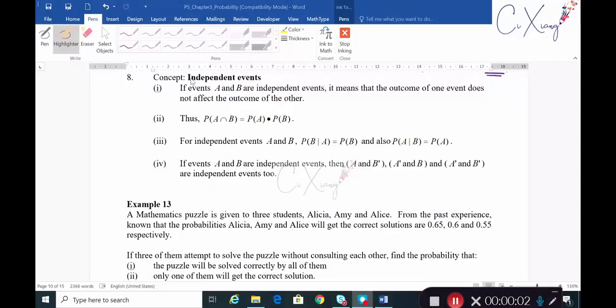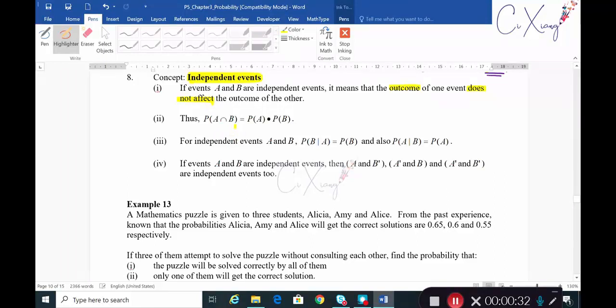For this video, we are going to discuss the concept in the probability chapter, which is independent events. Alright, so what is the meaning of independent events? If let's say events A and B are independent of each other, that means the outcome of one event does not affect the outcome of the other one. So we call them independent events.